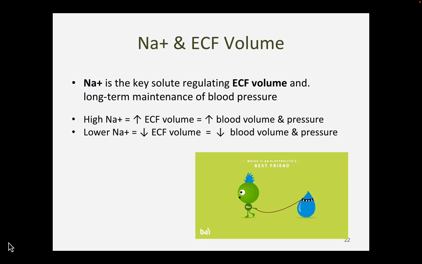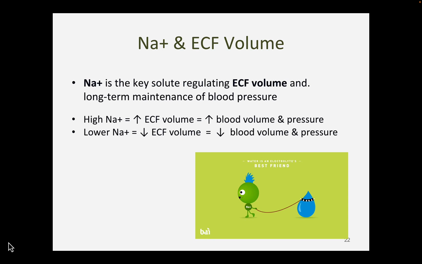Now, in order to control blood volume, we need sodium balance. Sodium is the key solute that regulates our ECF volume, which in turn maintains our blood volume and our long-term maintenance of blood pressure. So if we hold on to more sodium, we're going to hold on to more water. So our ECF volume, the total fluid we have, goes up. That means we have more blood volume and more blood pressure. Less sodium, less water follows. We have lower blood volume and blood pressure.